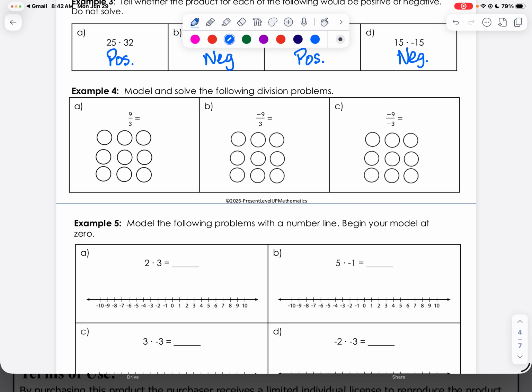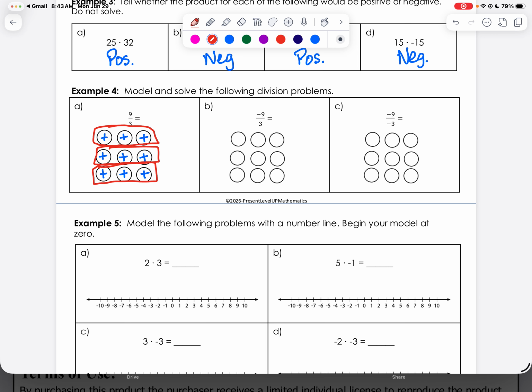Now, we can also model division problems using counters. In example 4, I drew the counters for you just to save a little bit of time. So in problem A, we want to take 9 positives and divide them into 3 groups. So here, I want to put positives because the 9 was positive. That's the number being divided. Then I want to divide this into 3 groups. So there's 1 group, 1 group, and 1 group.